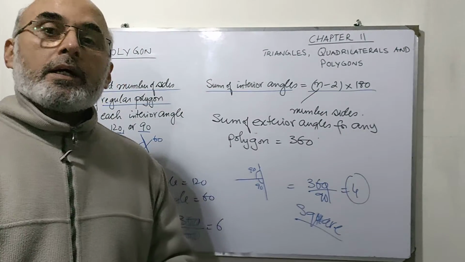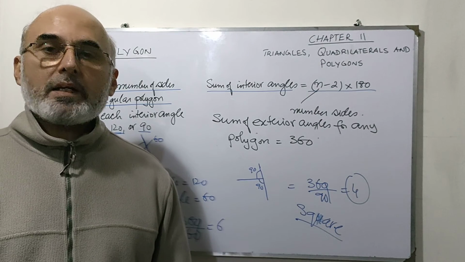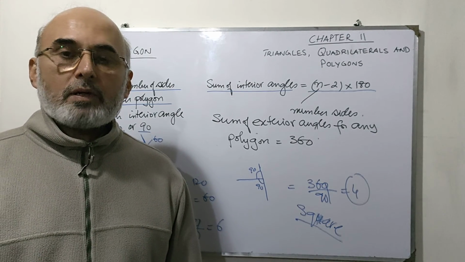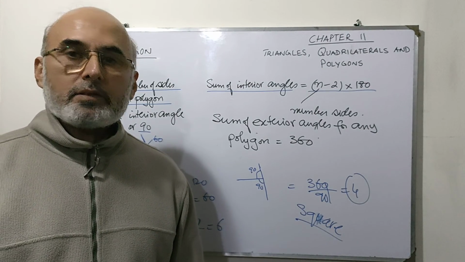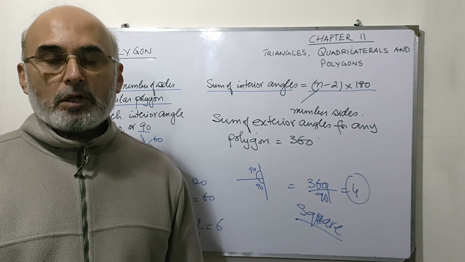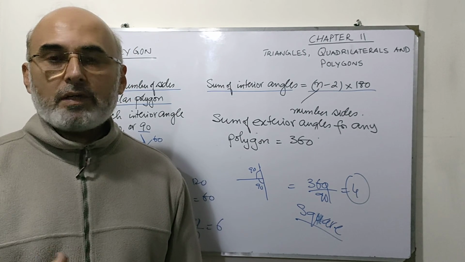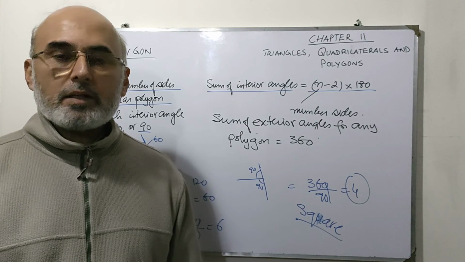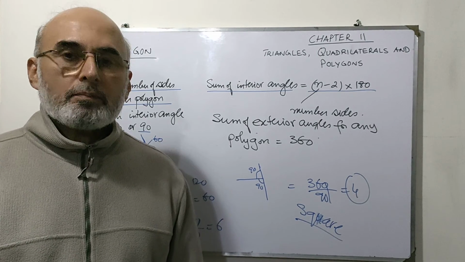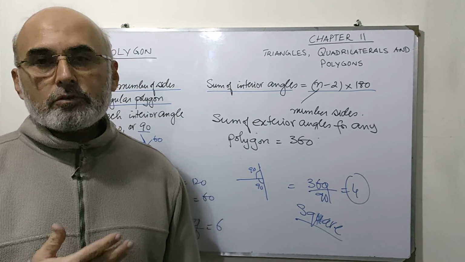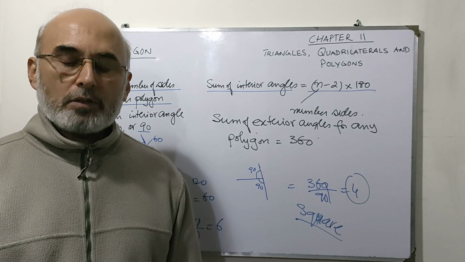Okay, now I hope that you got some idea how to calculate the interior angles and exterior angles for any polygon. And if we have the concept of the exterior and interior angles, we can calculate for any polygon starting from a triangle towards an n-sided polygon.